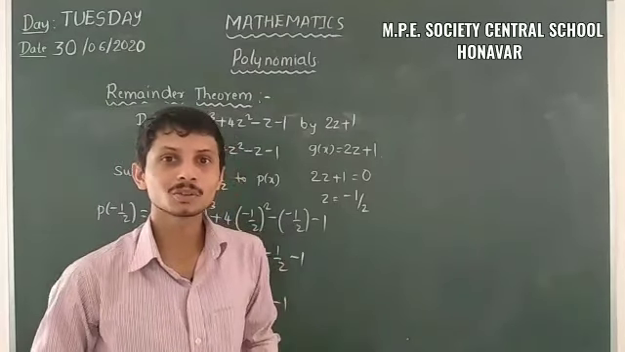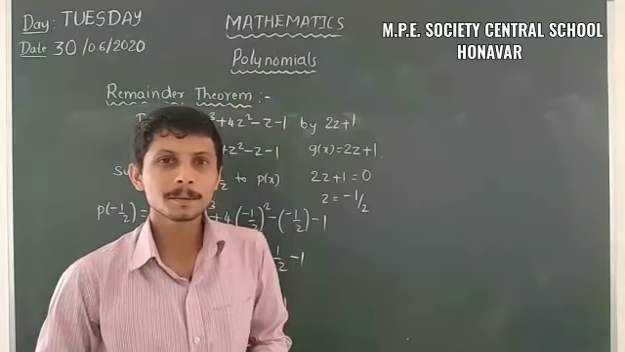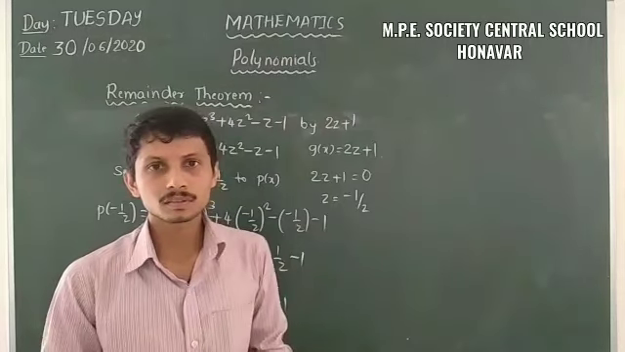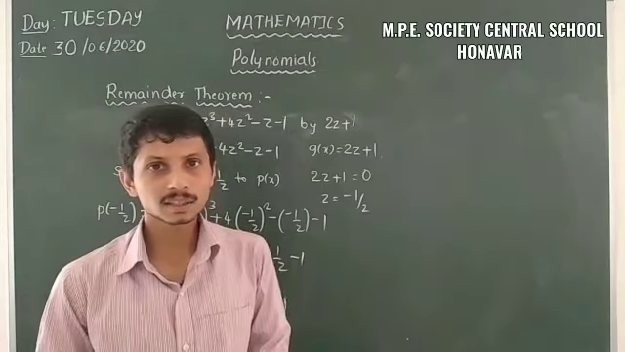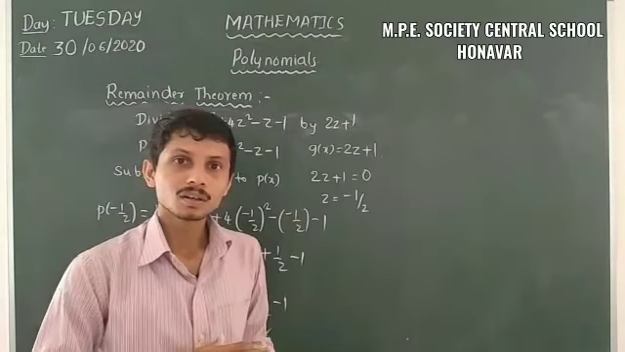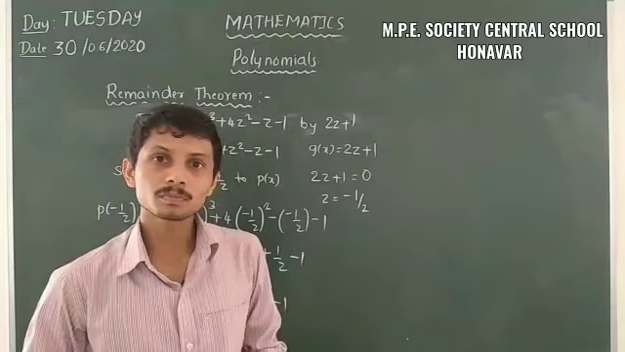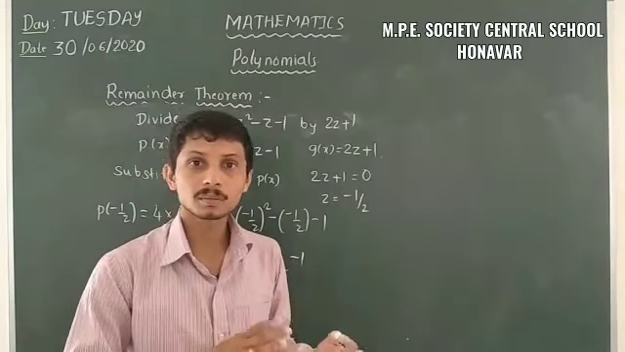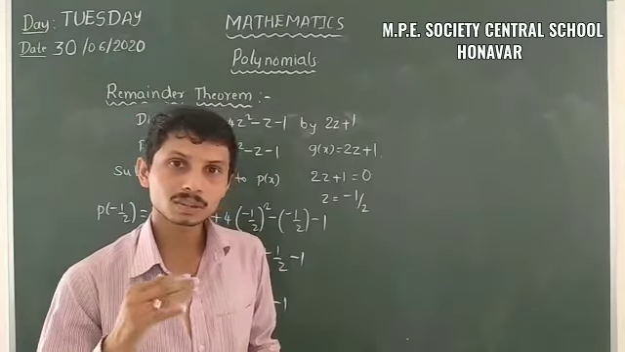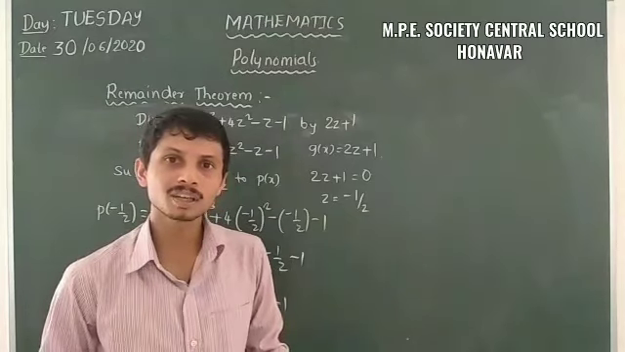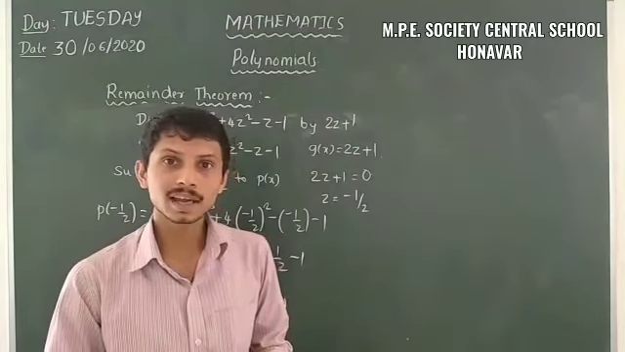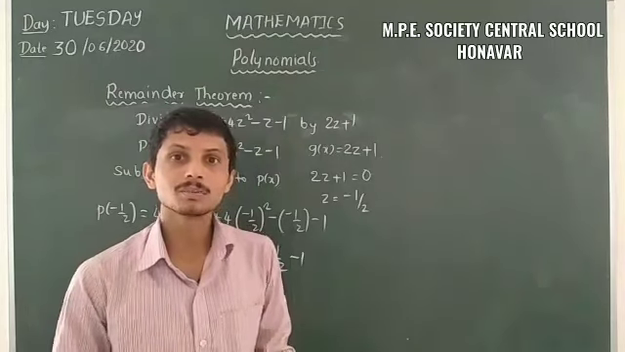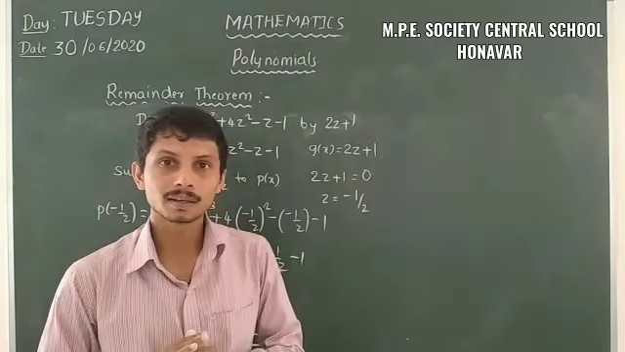I hope you understood this. You can take any other polynomial and divide, and after that we get the result as a remainder. So we take the remainder theorem and find the remainder. Both the remainders are equal, but the divisor must be a linear polynomial.